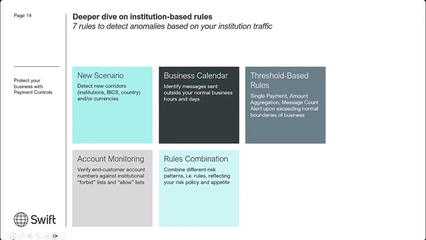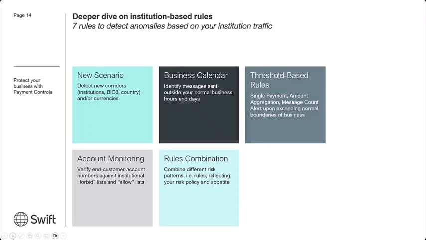So now that we've introduced the three main layers, we'll spend a little bit of time looking a bit more closely at these. Now, as you can see here on this slide, it says there are 7 rules to detect anomalies, but only 5 boxes. So 3 of those rules are actually bunched together in the threshold-based rules. So the single payment, amount aggregation, and message count. And we'll talk about each one of these in turn now.